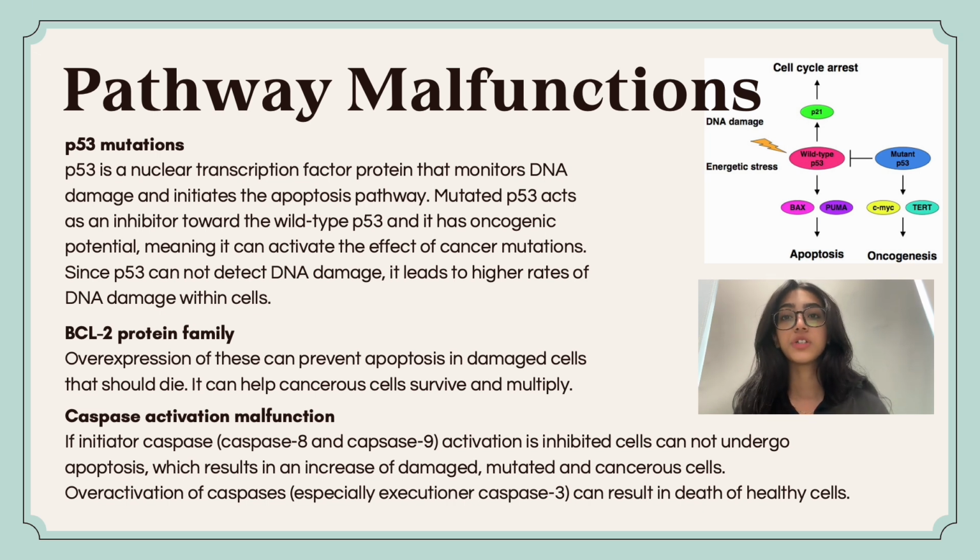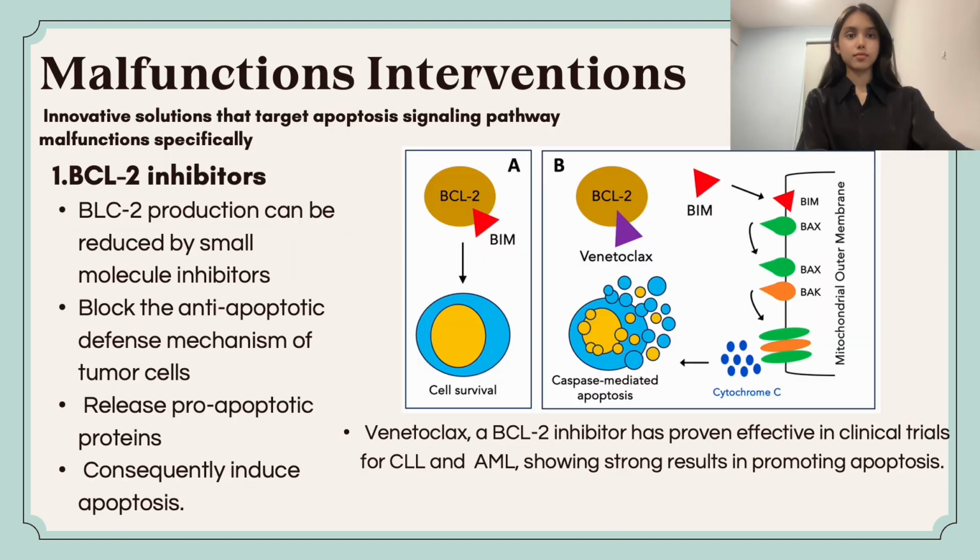So in summary, mutations in p53, overexpression of BCL2 protein family, and malfunctioning caspase activation all play a major role in cancer development by either allowing damaged cells to survive in the body or healthy cells to die.